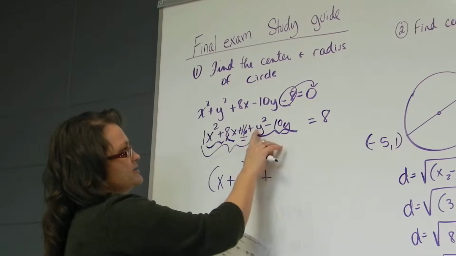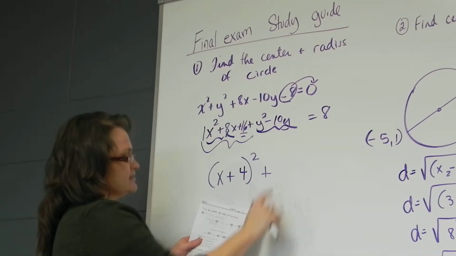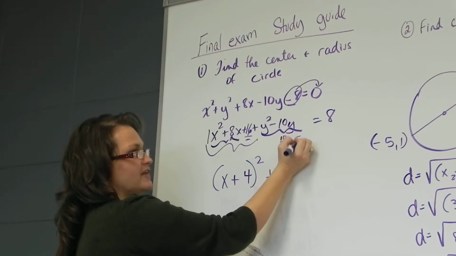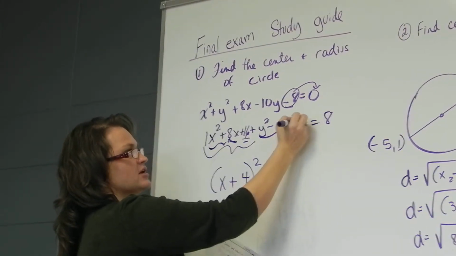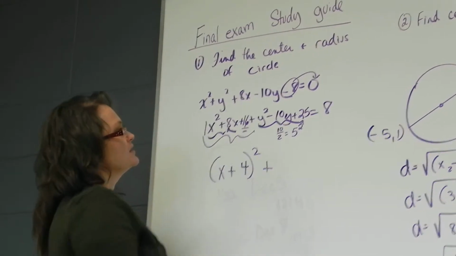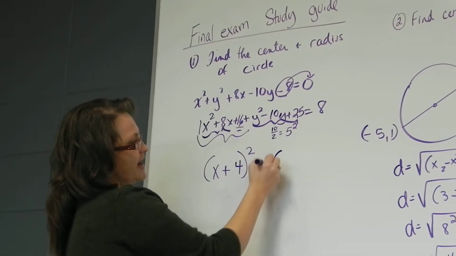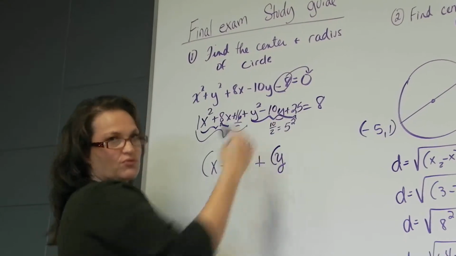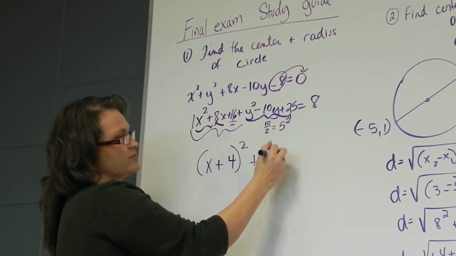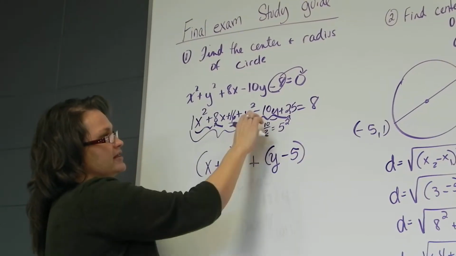Same deal for the y's. You've got a y squared and a minus 10y. So again, the same process. You want to take 10 divided by 2, which is 5. Square that. The number that belongs in the blank is 25. That guarantees that that is now factorable. If you add in the correct number, it will always factor into the square root of the first term, the square root of the last term, and the middle sign.